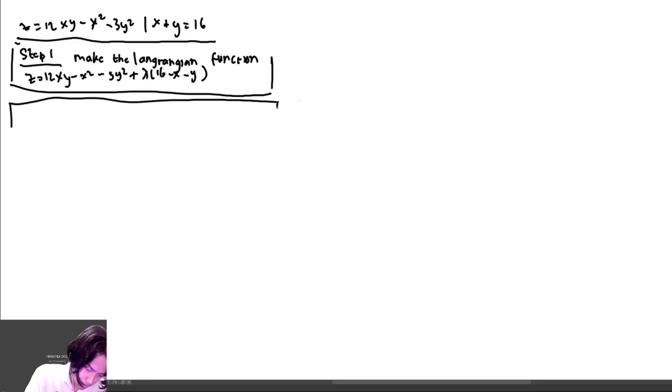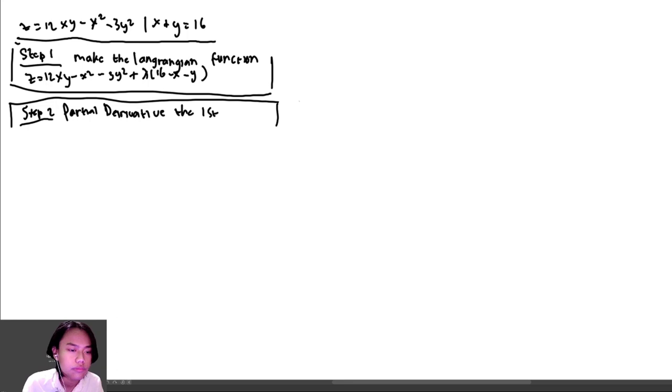Moving to step 2. Then we will find the partial derivative. The first one. Now let's do the zx first. Here, zx equals 12y minus 2x minus lambda equals 0. The next one is zy.